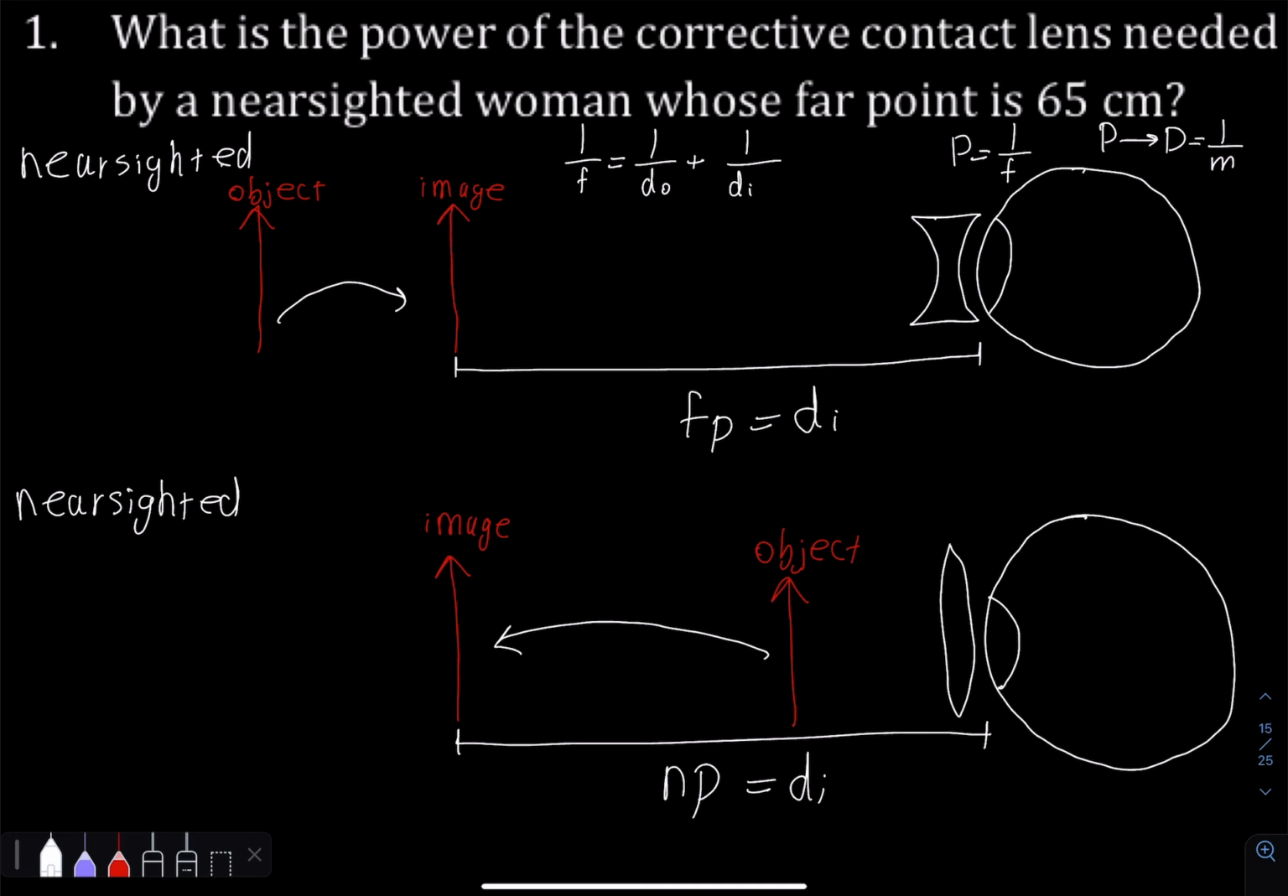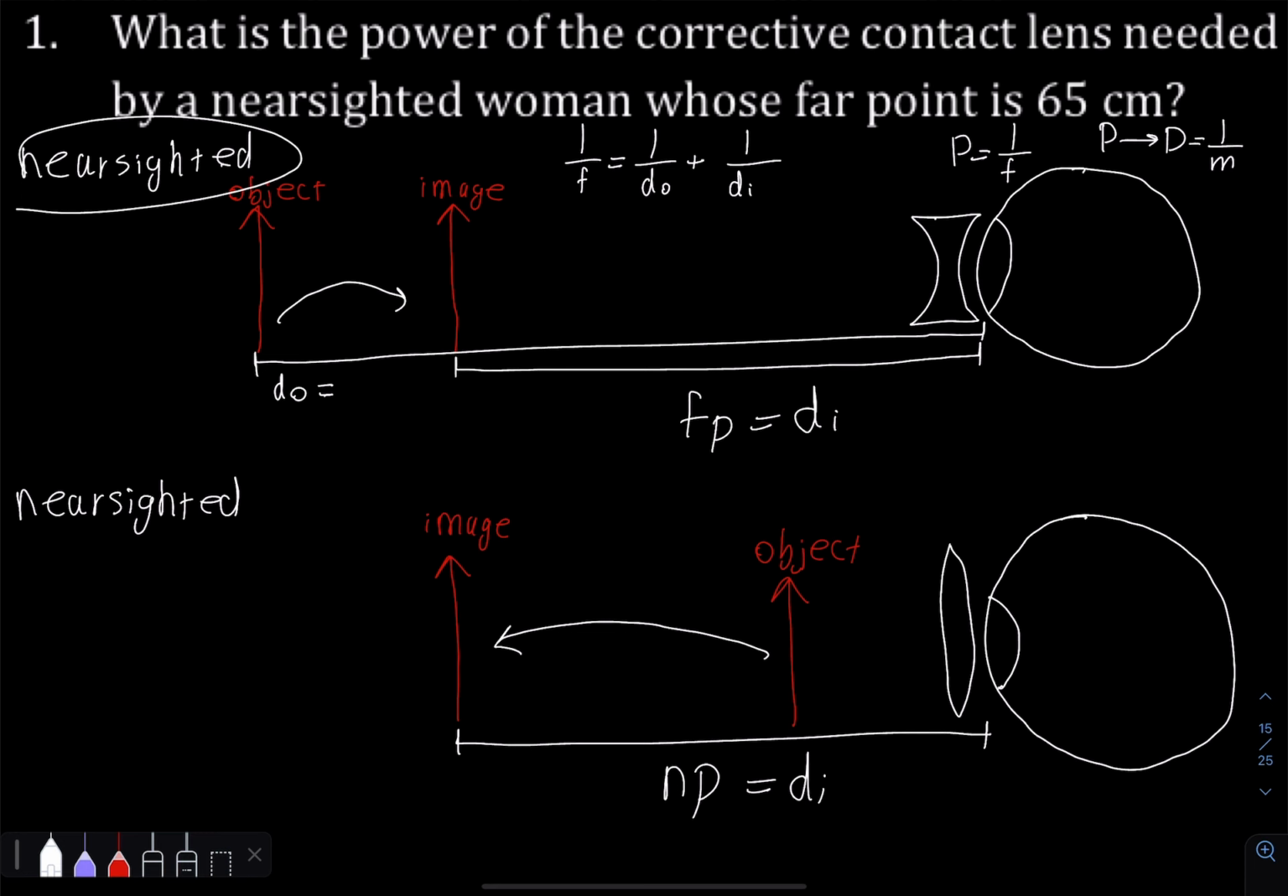Now, where is the object, right? The object's distance from the lens, so if you were to do this, that would be the distance between the lens and the object. In cases of nearsightedness, that's generally going to be infinity. You might wonder why it's infinity.